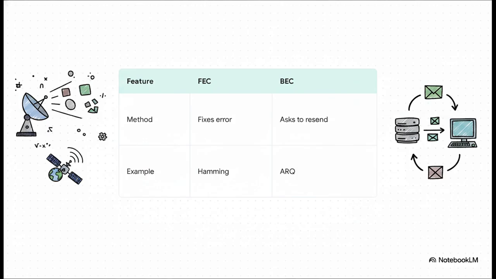First, there's forward error correction, or FEC. Here, the sender attaches extra redundant math to the data, something like a Hamming code. This is incredibly clever because it allows the receiver to detect and fix the error entirely on its own, no retransmission needed. This is absolutely vital for things like satellite communications, where asking for a resend just takes way too long. On the flip side, we have backward error correction. If the receiver spots a mistake here, it simply requests the sender to retransmit the data using a system called ARQ. It's highly reliable, for sure, but it definitely adds delay.